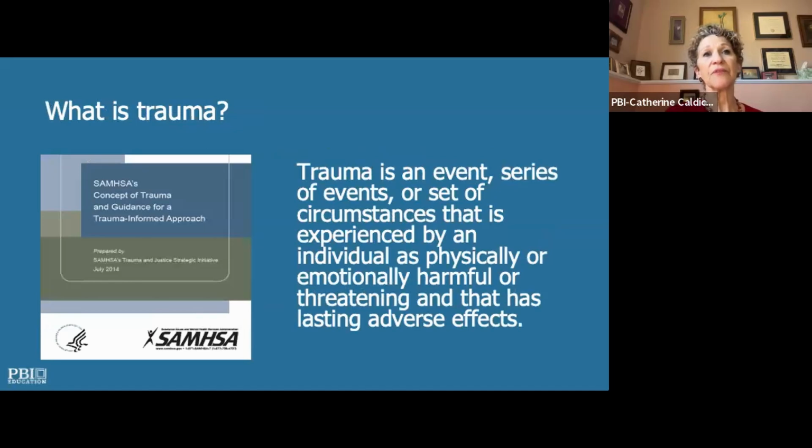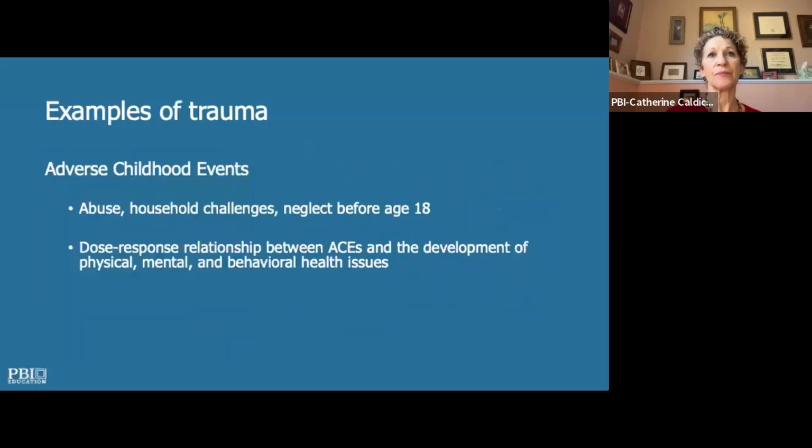All right, here's another definition of trauma. This one is from SAMHSA, the Federal Substance Abuse and Mental Health Services Administration. Trauma is an event, a series of events, or a set of circumstances that is experienced by an individual as physically or emotionally harmful or threatening, and that has lasting adverse effects. So what are these events or circumstances?